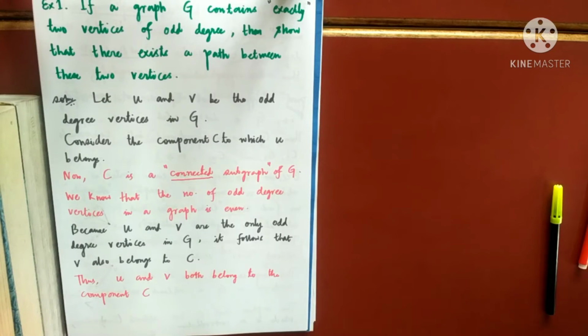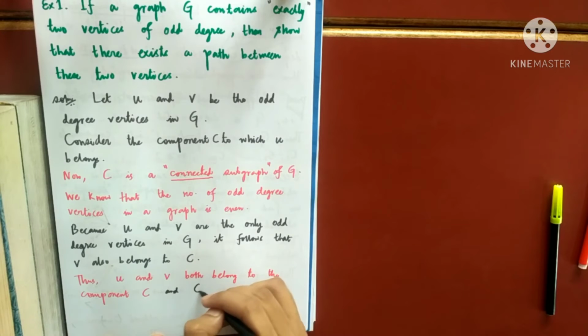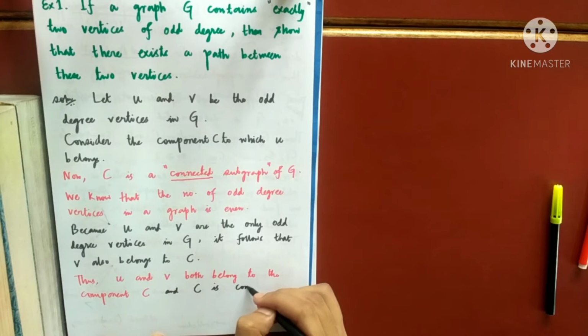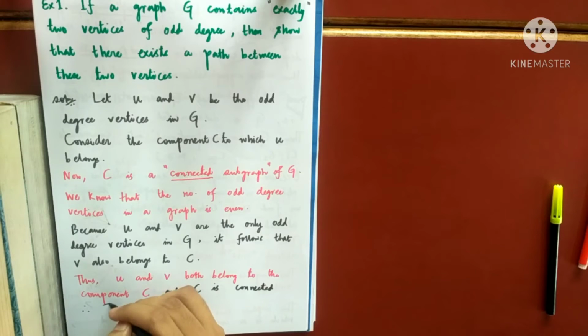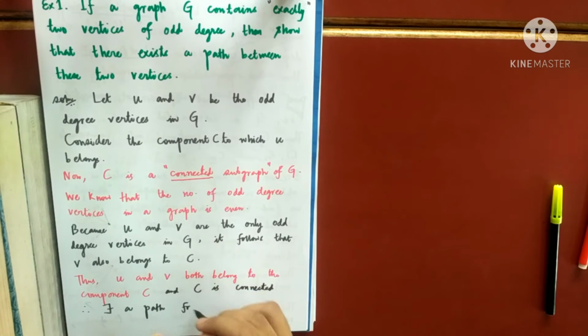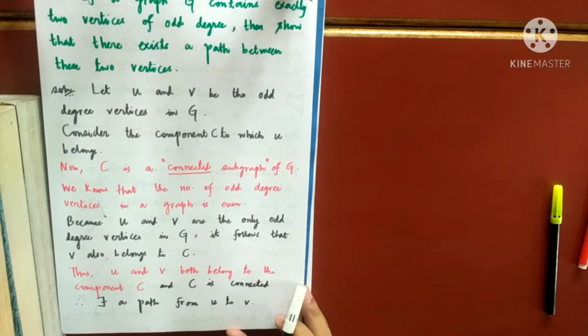That means there will be a path from U to V. And so U and V belong to the component C, and C is connected by the definition of a component. Therefore, there exists a path from U to V. And this completes the solution to our question. Did you understand?